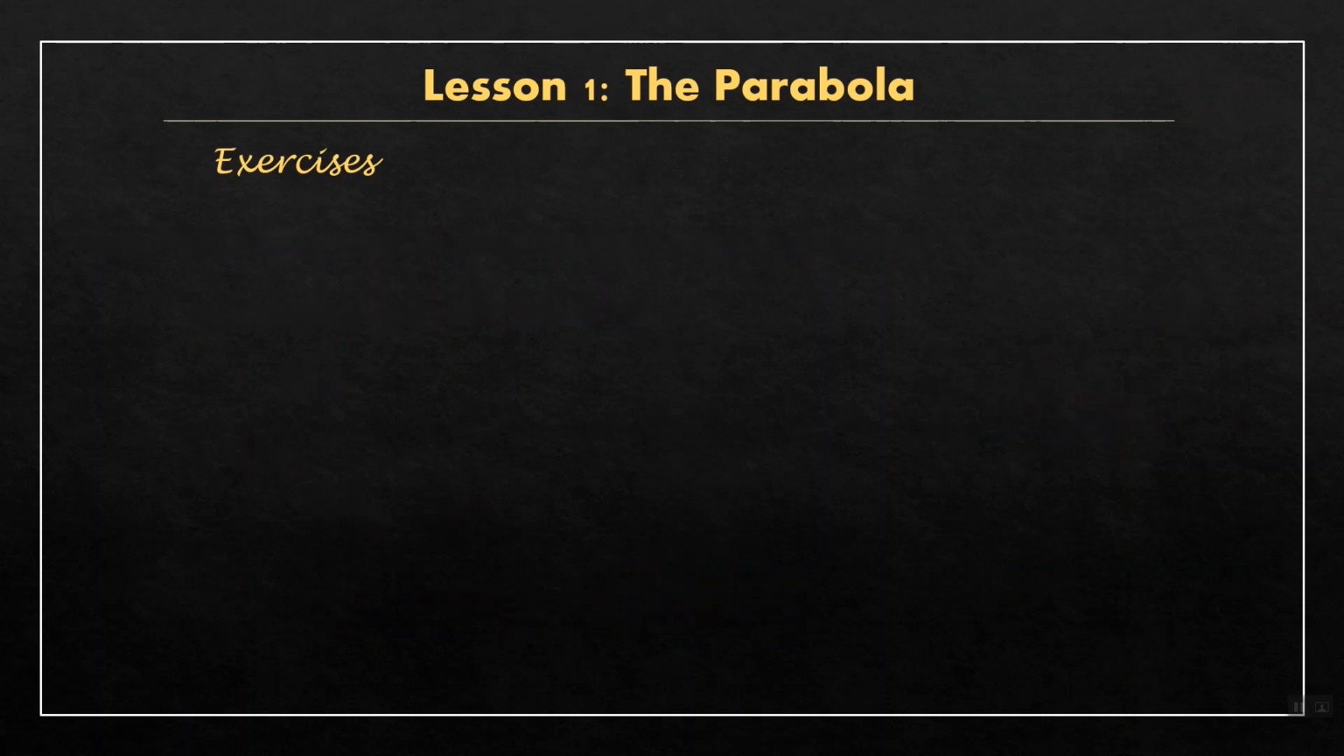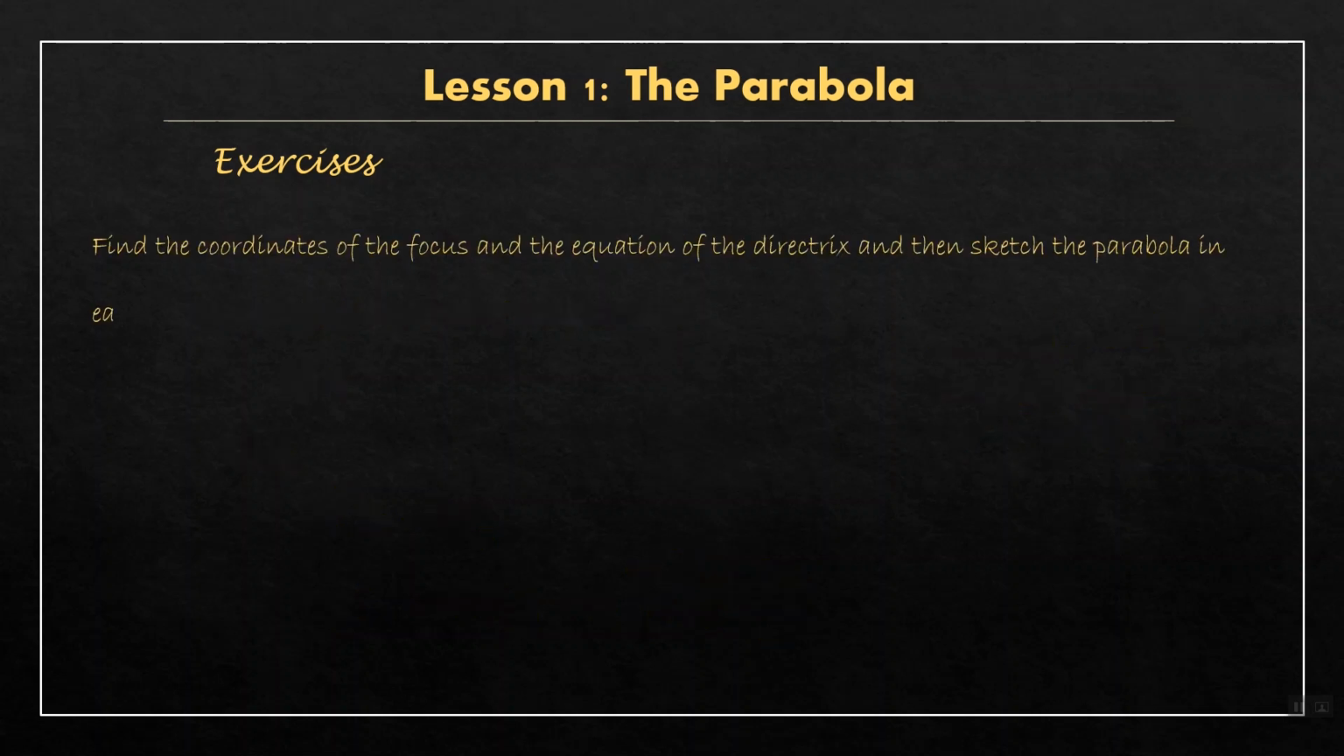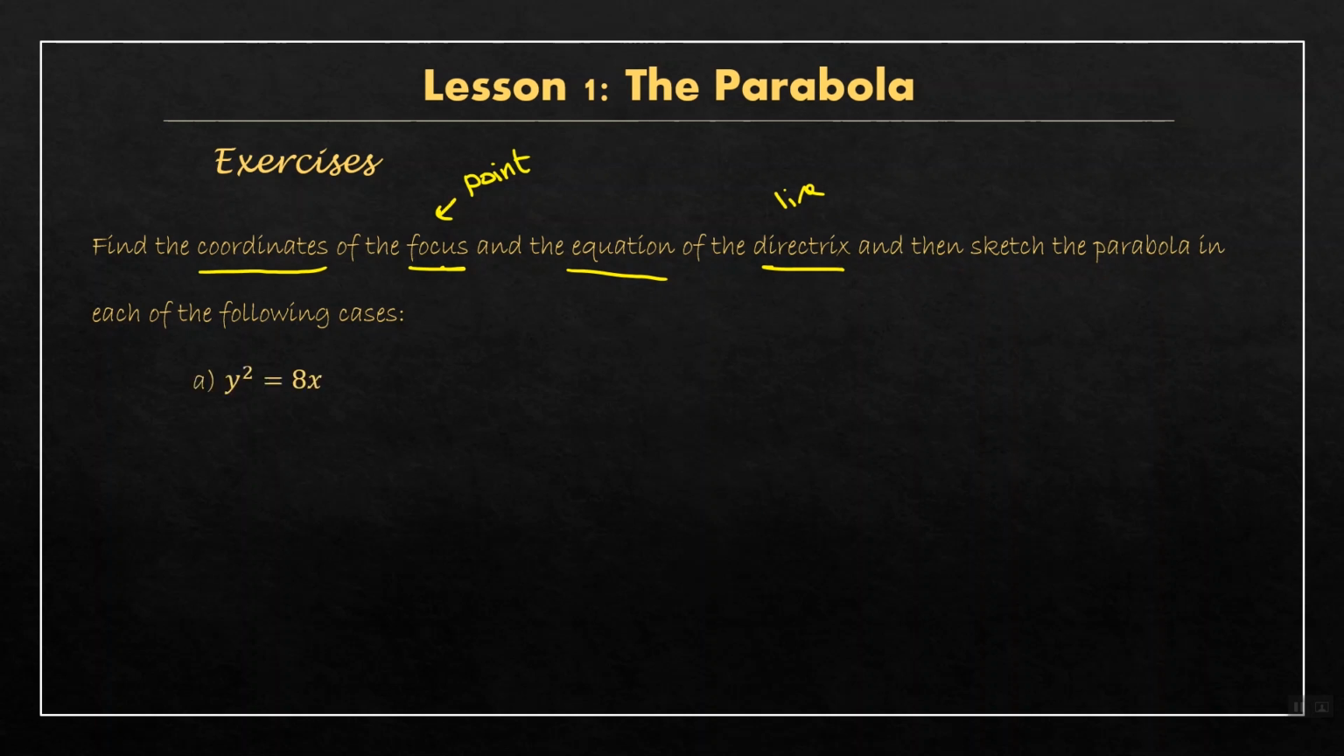Let's take another type of question. This type says, find the coordinates of the focus. So this is what they want. They want the coordinates of the focus. Remember that the focus is a point. So whenever they want a point, they want the coordinates of that point. And the equation of the directrix, this is a line. And whenever we have a line, we need the equation of the line. And then sketch the parabola in each of the following cases. y squared is equal to 8x.